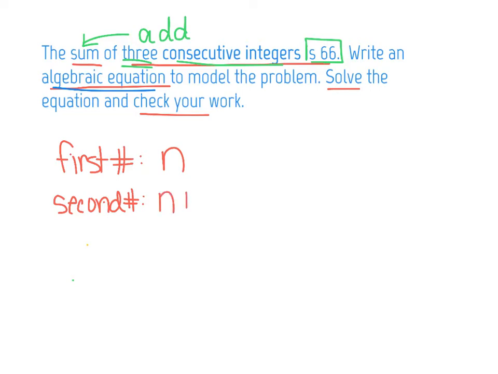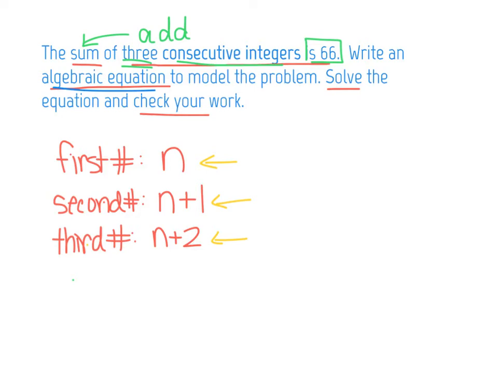So the way this looks here is we say our second number is n plus 1. And then our third number would be 2 more than this original one is, right? So it would be n plus 2. Okay, so we've got our first number, our second number, and our third number. And now we need to write an equation that says if I add those 3 together, I get a total of 66.